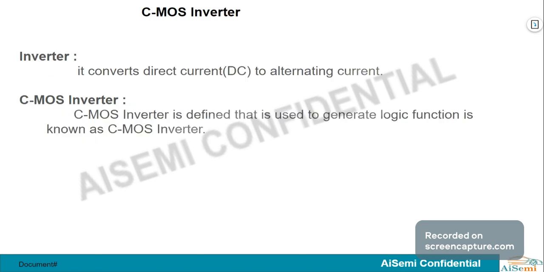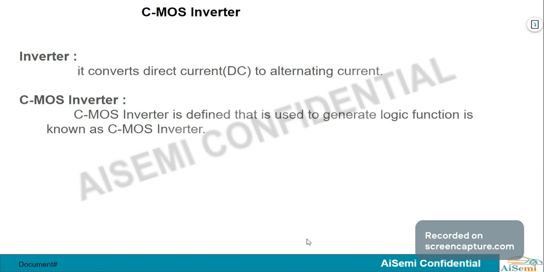Here, what is an inverter? The basic definition of an inverter is that it converts DC current to alternating current. DC means direct current to alternating current. And these devices never generate any kind of power because the power is generated by the DC source.